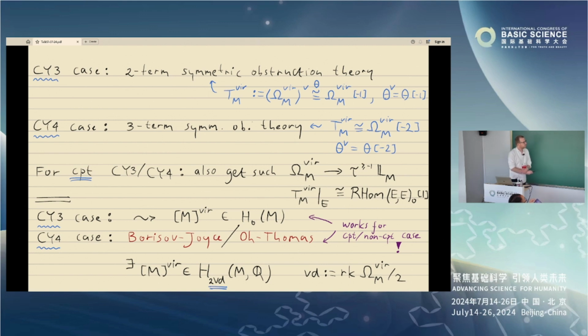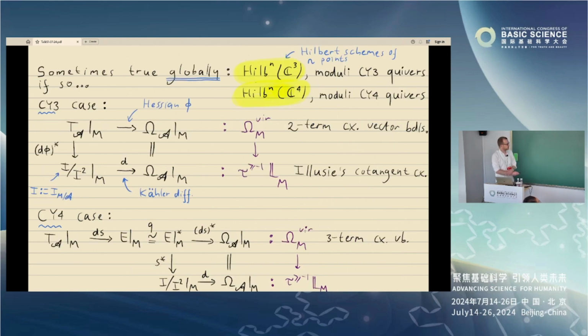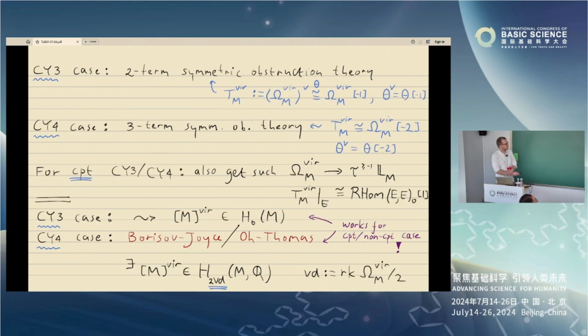So in the Calabi-Yau 3-fold case, what we obtain in this way, in the terminology of Behrend and Fantechi, is a 2-term obstruction theory, and it's symmetric. So this means if we go to the previous page, we see that this complex here is symmetric under dualization up to a shift. So let's call the dual the virtual tangent bundle. Then we have this isomorphism here. Let's call the isomorphism theta.